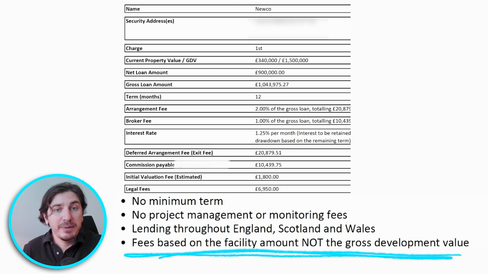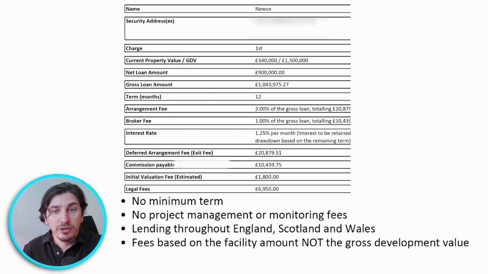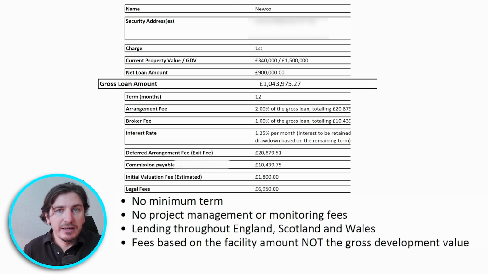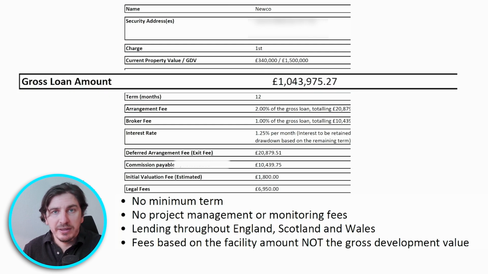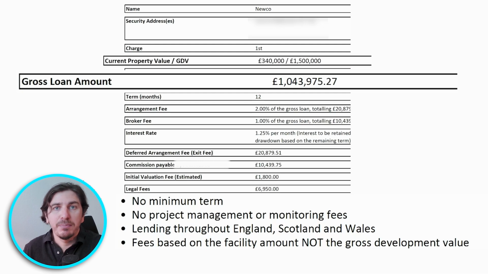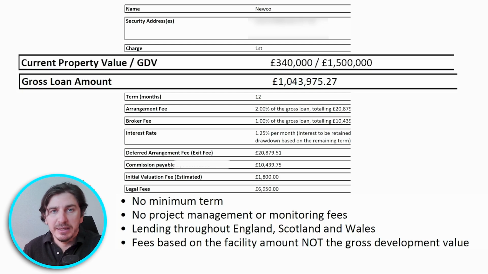And then the fee is based on the facility amount, not the gross development value. So that's just to tell you that this figure is based on the 1,043,975 as opposed to the 1.5 million GDV.